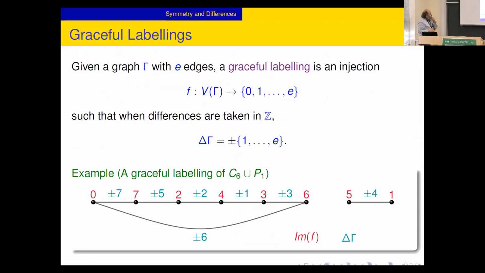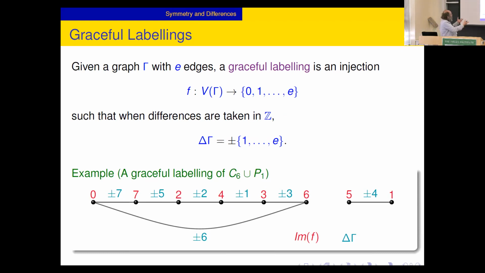Okay. So the next ingredient that I need is graceful labelings. So in a graceful labeling, what I do is I take a labeling of the vertices, and it has the property that if I look at the difference between any pair of vertices on an edge, all the differences appear exactly once, up to plus and minus.